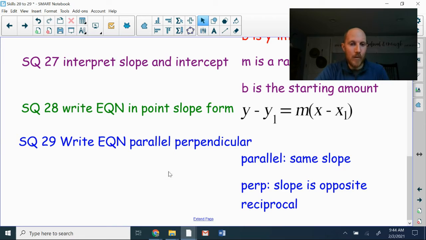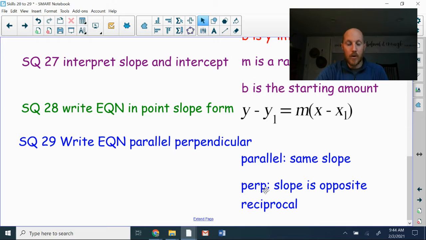The thing we have to remember is that in order to determine whether a line is parallel or perpendicular, we look at the slope. Parallel lines have the same slope. And so if we need to write an equation that's parallel, we've got to use the same slope as the line that's pictured in the graph or the equation that we're given to start from.